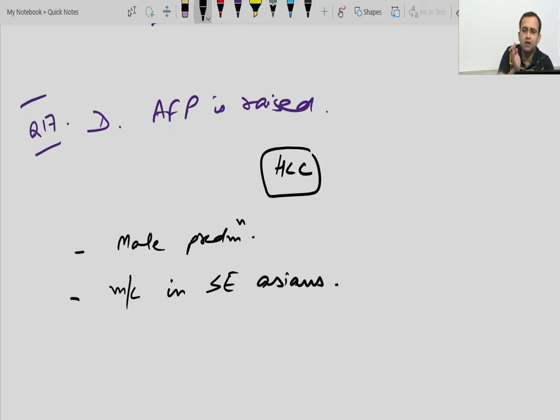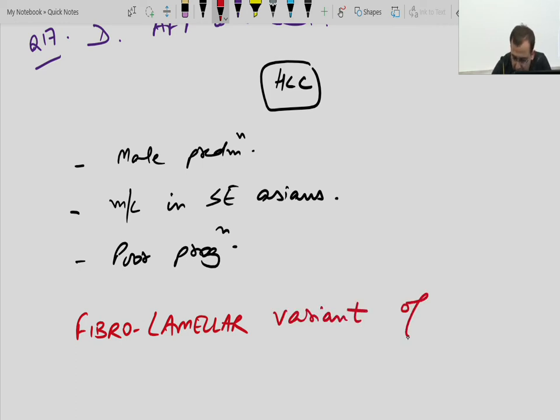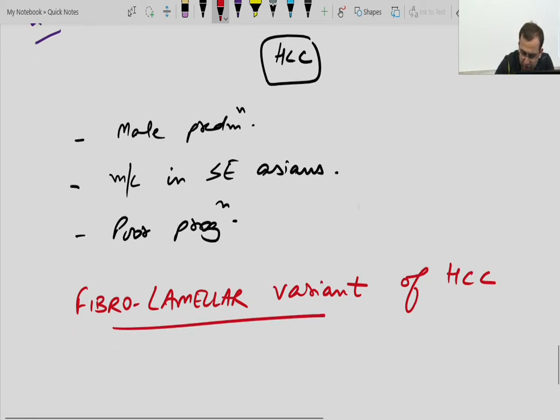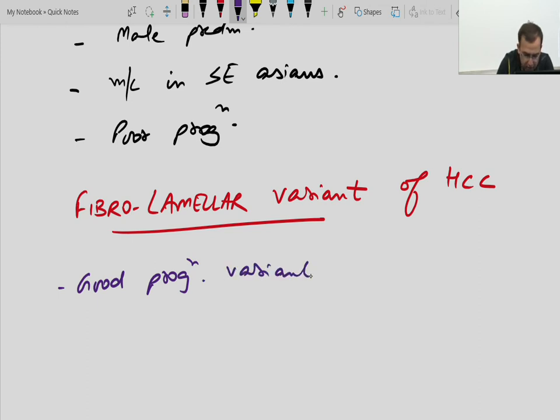Next point, HCC: good prognosis or poor prognosis? It has a poor prognosis. If somebody has liver cancer, of course it is poor prognosis. However, there is a special subtype of HCC called the fibrolamellar variant. This is the good prognostic variant of HCC.